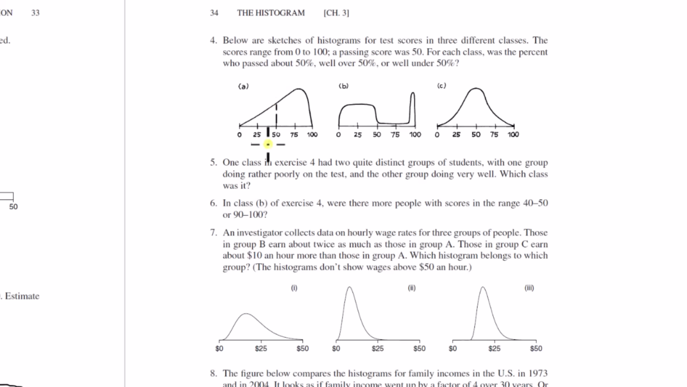So here's 50. Well, this area is bigger than this area. It's well bigger. It's a good bit bigger. So this is over. Okay, what about this? Well, there's a big area here and a smaller area here, and then pretty much no area here. So under, most didn't pass. All right, here, the areas are evenly distributed about 50. So about 50.